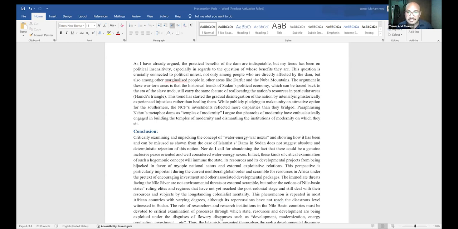The NCP investment reflected more disparities than it bridged. Paraphrasing what Nehru, the Prime Minister of India, said when he described dams as temples of modernity, I argue that pharaohs of modernity have enthusiastically engaged in building the temples of modernity and dismantling the institutions of modernity on which they sit.